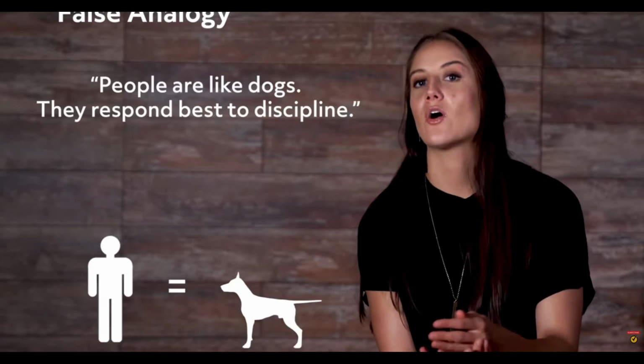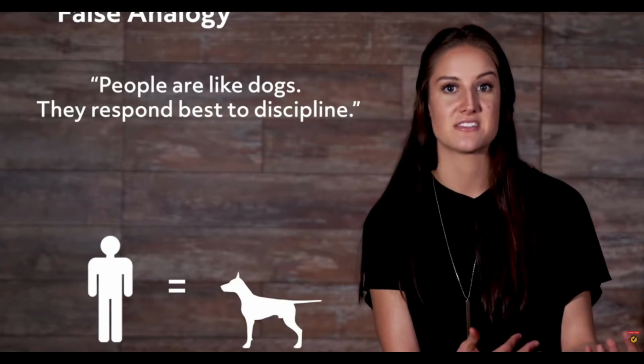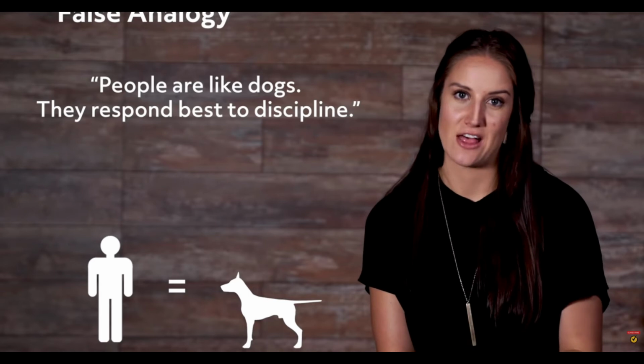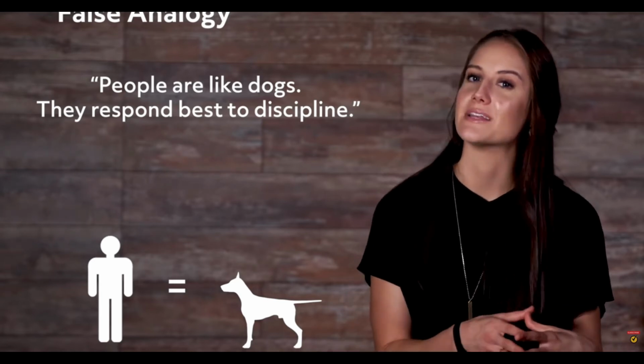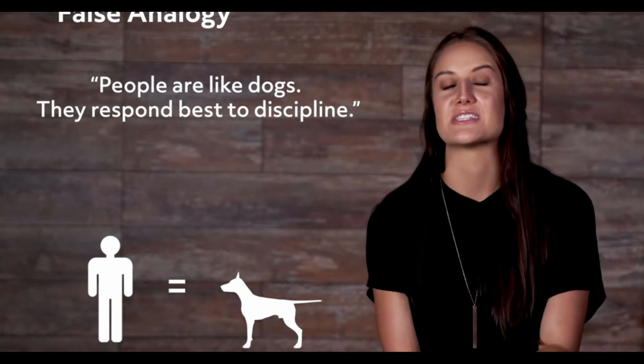For example, people are like dogs. They respond best to discipline. This is an absurd analogy that attempts to correlate people and dogs based on one minor similarity.